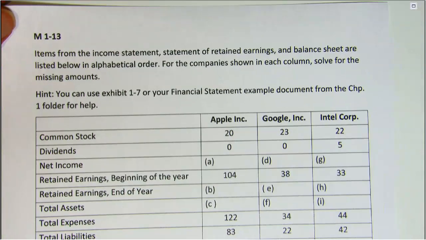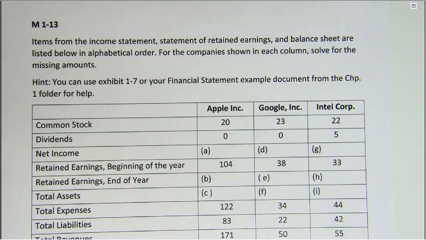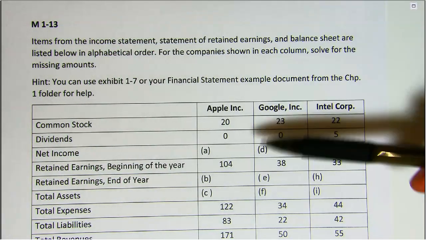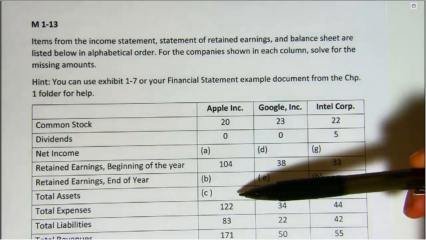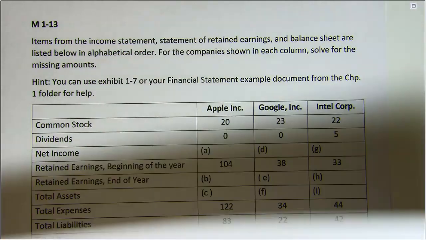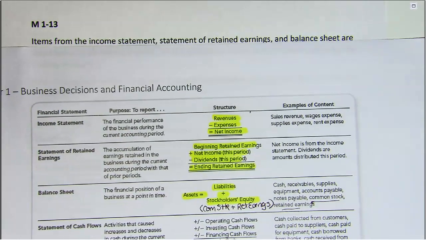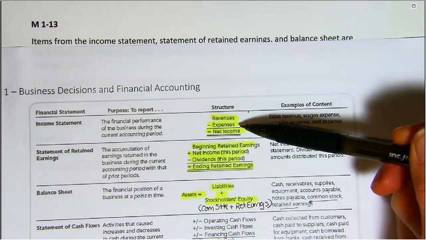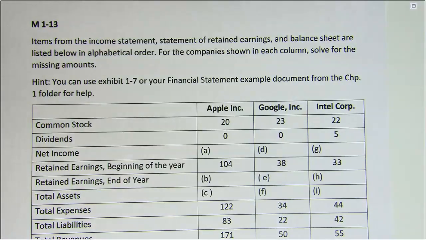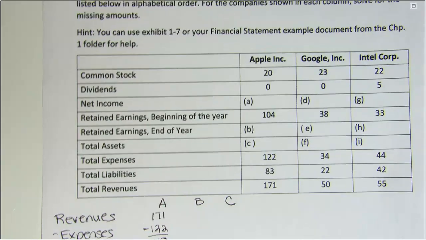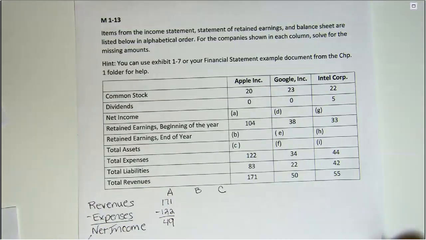So in your worksheet, you should have this problem, M1-13. And in this problem, we're to find the missing items. So for Apple, we have to find items A, B, and C. And what we're going to do is we're going to use the formulas right from the handout. So to calculate net income, we'll take revenues, subtract expenses. And I've started the first one for us here. Let me zoom out a bit.